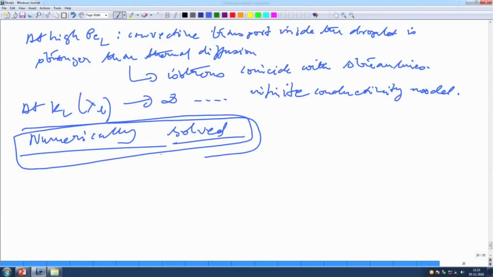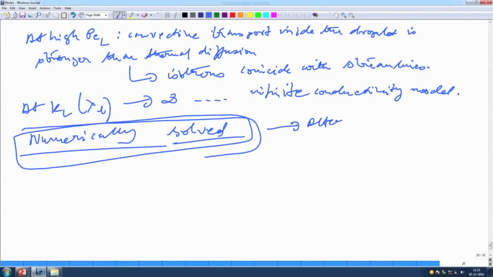So, numerically these problems are solved because there is no other way of solving it, and we will look at some of the numerical results in the next class. We are also going to look at some alternative approaches. Those alternative approaches we will see in the next class.